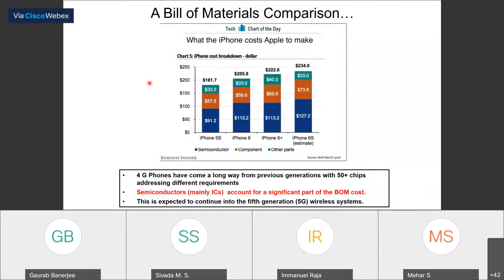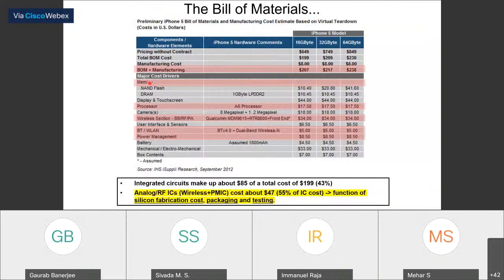But we know that most of the BOM cost is really made up of semiconductors. And this is expected to continue as we move to 5G. Now, if you look at the bill of materials, this is again from one particular research teardown. You find that you have lots of things in here, like what would be the manufacturing cost, what will be the BOM plus manufacturing.